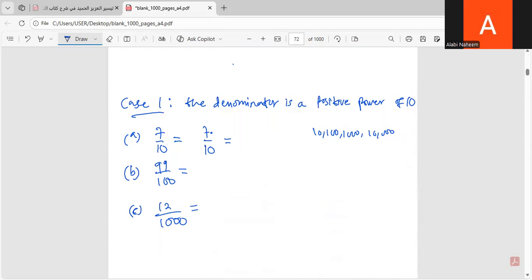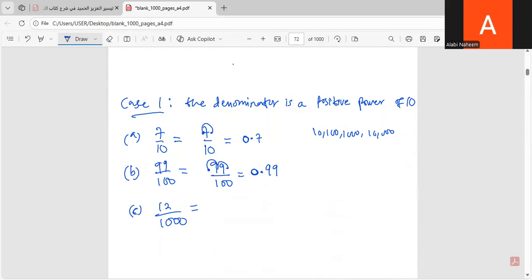For 10, how many zeros do you have? Just one zero. So move to the left just once. That's 0.7. After moving, this is the new place of the decimal point. So you can include the zero here: 0.7. 99 over 100 is the same thing. 99 is a whole number, so the decimal point is at the end here. 100 has two zeros. Move the decimal point twice to the left: 1, 2. This is where the decimal point is. So 0.99, including the zero here.